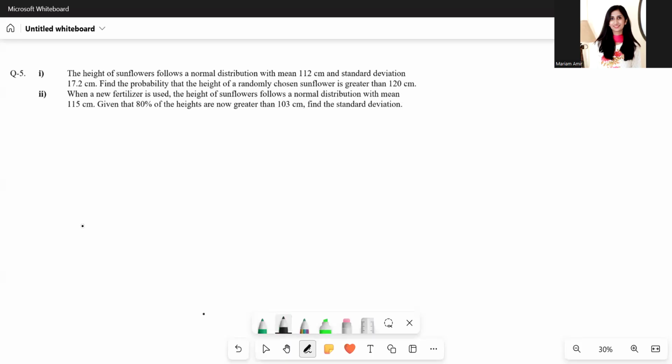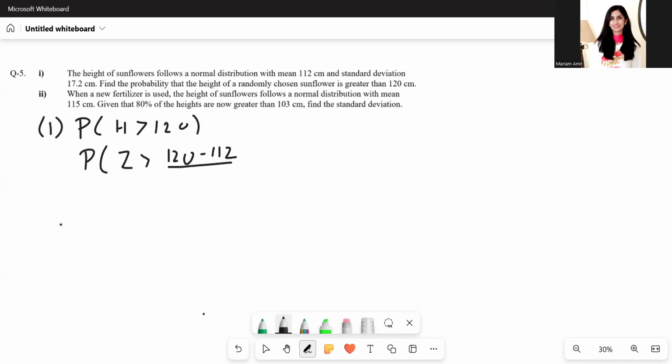The heights of sunflowers follow a normal distribution with mean 112 and standard deviation 17.2. Find the probability that the height of a randomly chosen flower is greater than 120. The probability that height is greater than 120 has to be found, or probability Z is greater than (120 minus mean) upon standard deviation.